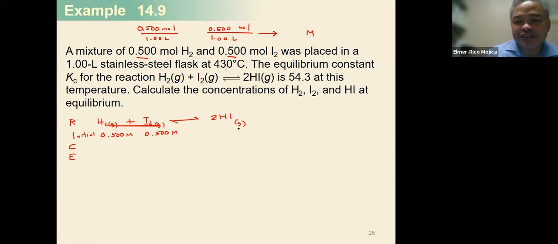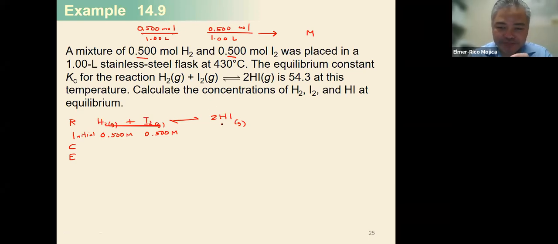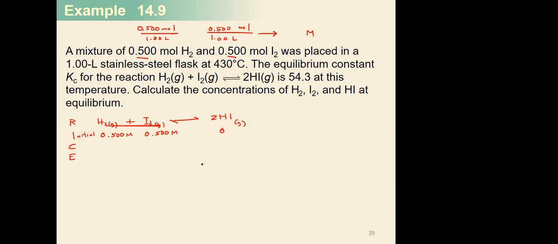What is our concentration of HI? Anyone? Based on the statement there, what is the HI value? Do we have any HI in the first place? No. So we're going to write what number? HI squared. 0.